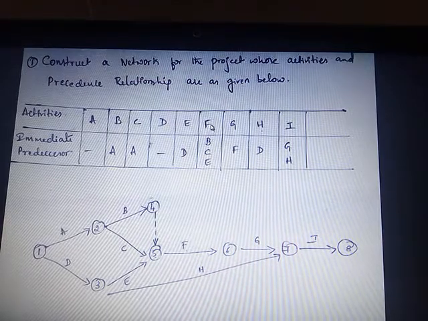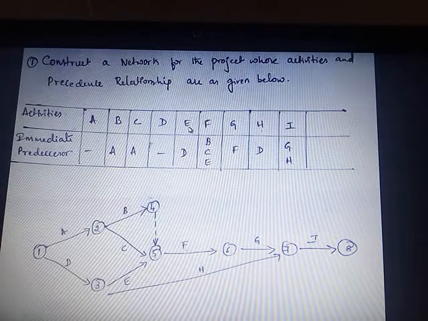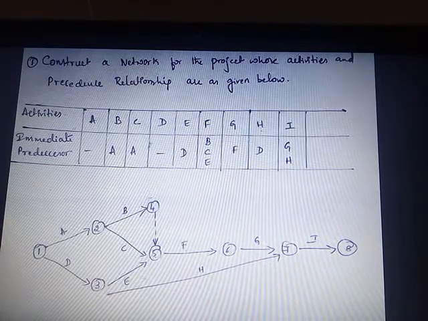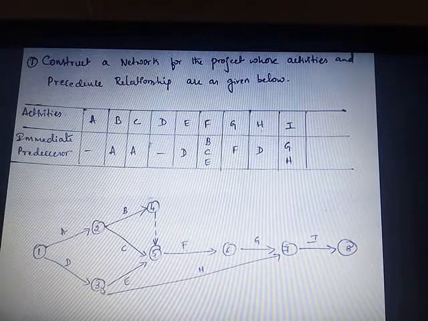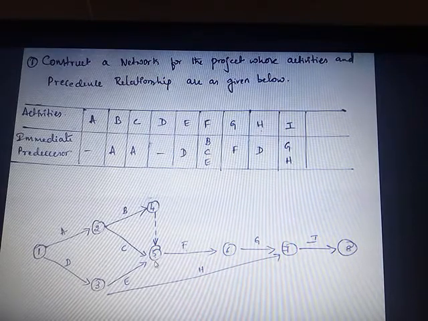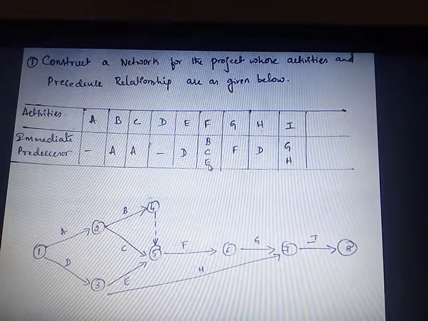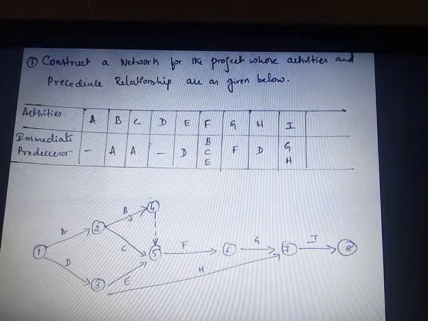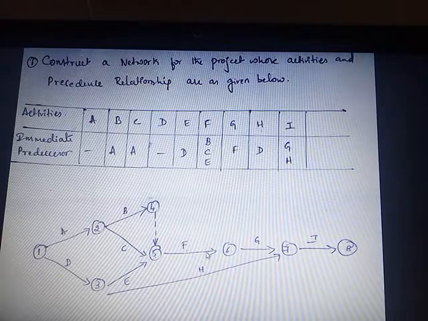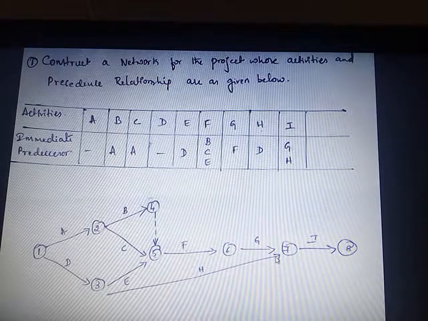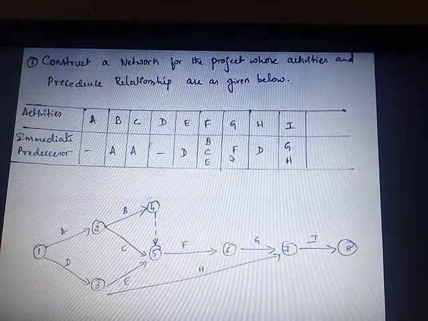Next is the activity E. E is the activity. The immediate predecessor is D. This is the D activity. From the D, it has E. Next, B, C and E are the immediate predecessors of F activity. Right? Next, activity G, and the immediate predecessor is F.